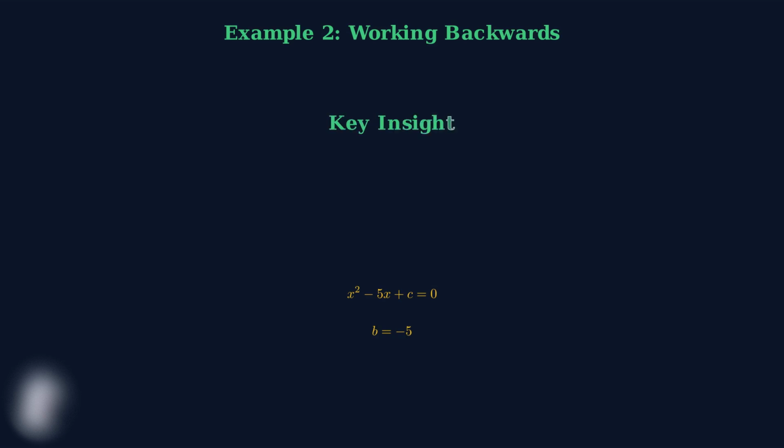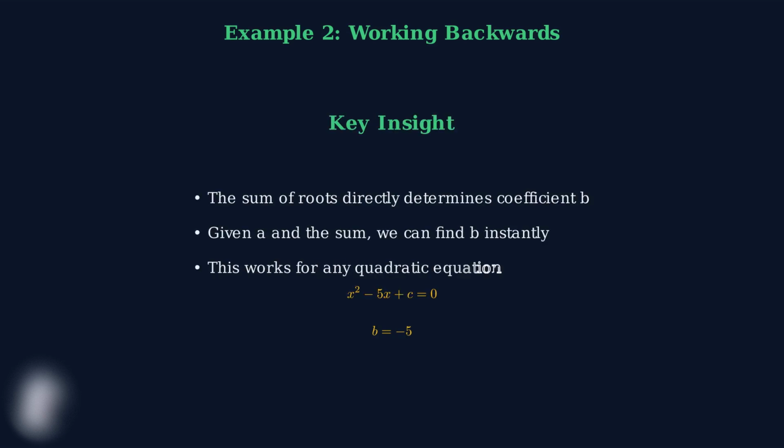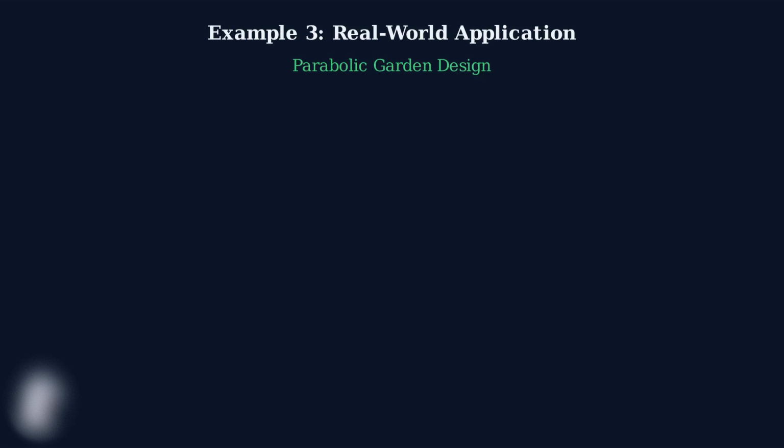The key insight here is that the sum of roots directly determines the coefficient b. Given the value of a and the sum of roots, we can find b instantly using our formula. This relationship works for any quadratic equation. Now for our third and most challenging example, we'll see how the sum of roots applies to real-world design problems.